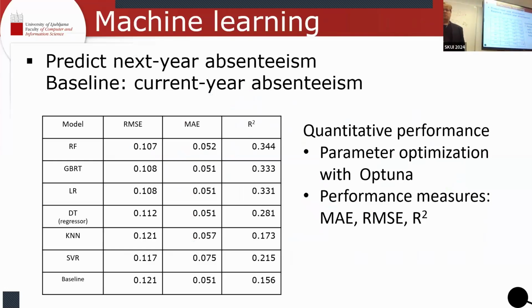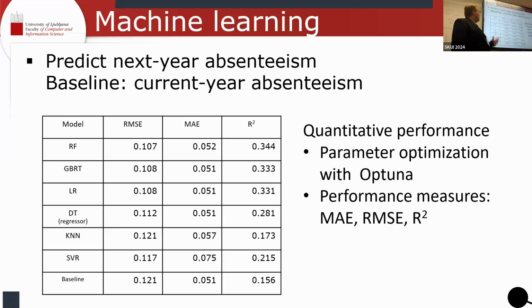Now, experiments with machine learning. You see we had independent variables, so these attributes. We have a dependent variable, which was the next year's absenteeism, and the baseline, which it was compared to, which is also used in human resources planning, is the current year's absenteeism.